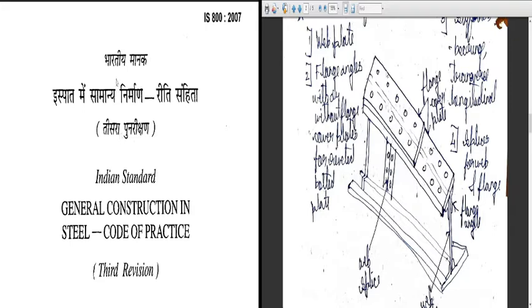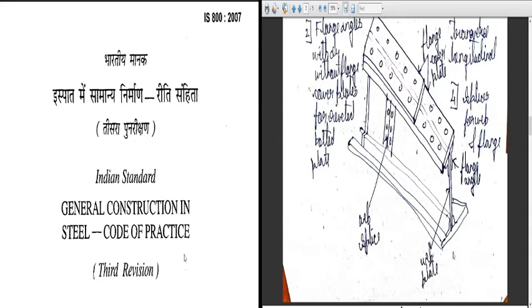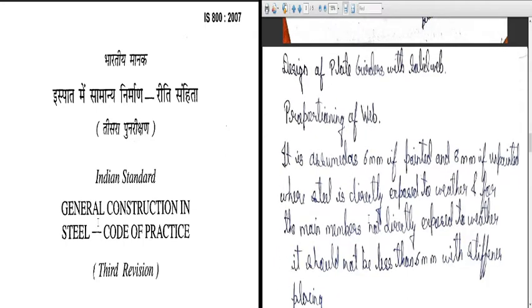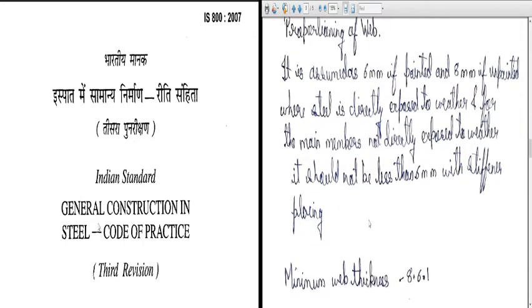So this is how the diagram is. This is a typical connection. This is a web plate connected with four angles, and there are plates here, and upon that we have a flange cover. So this is how the cross section is. Now let us see the design of plate girder with a solid slab.